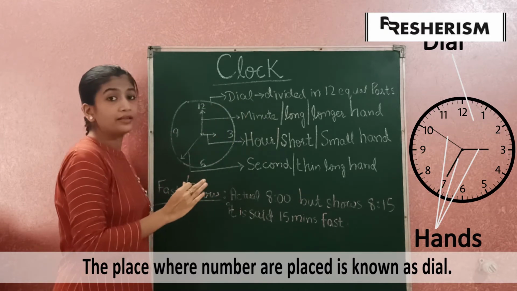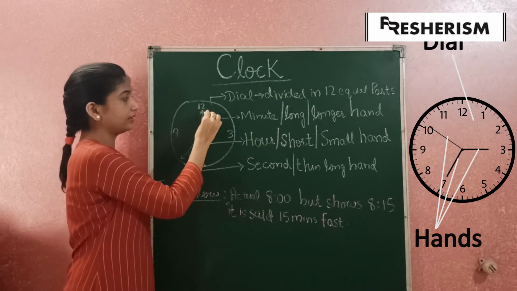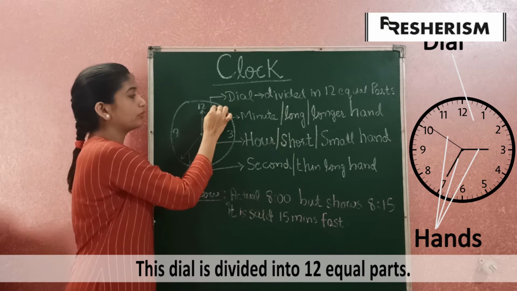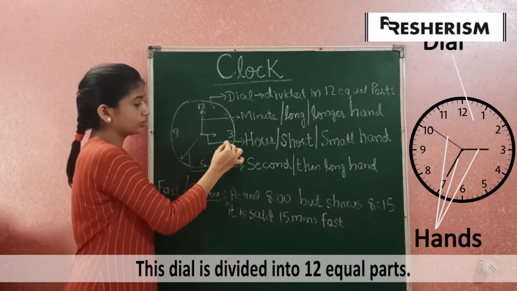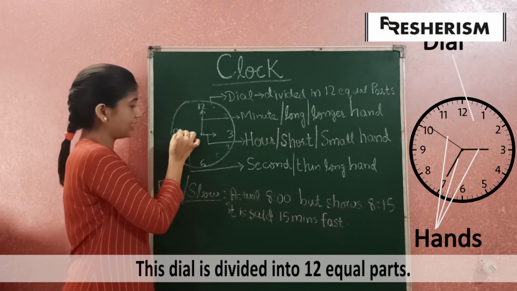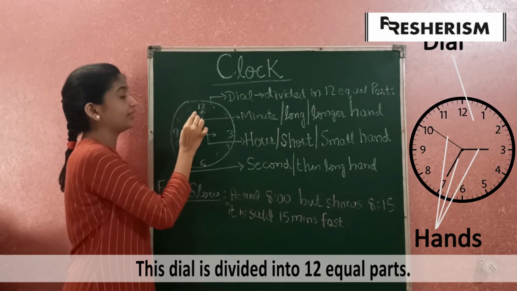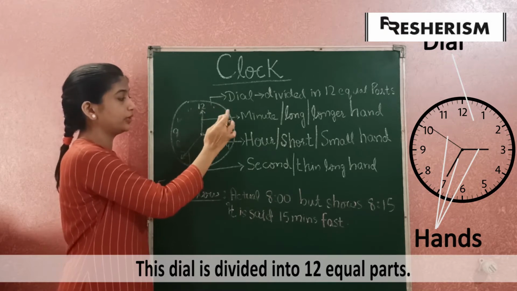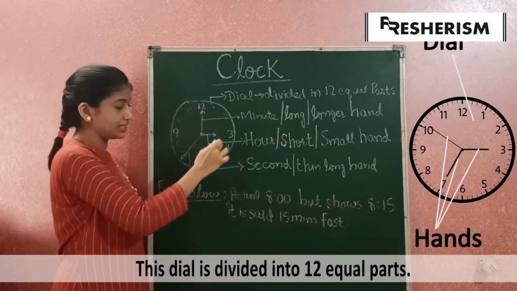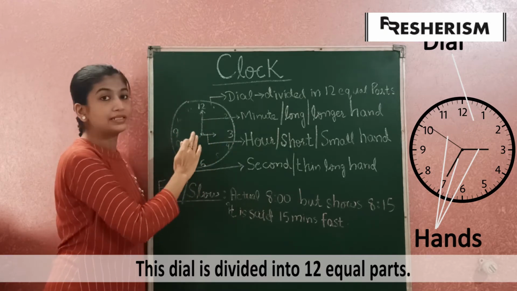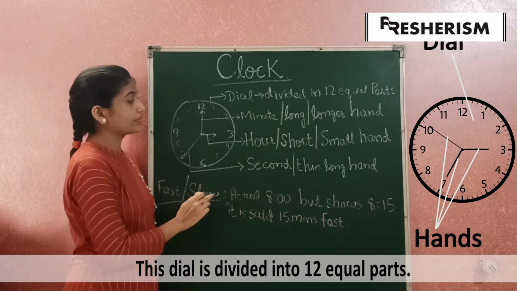This dial is divided into 12 equal parts. Here I have just mentioned 12, 3, 6 and 9. Here there are 1, 2, 4, 5, 7, 8, 10 and 11. There is equal distance between 12 and 1, 1 and 2, 2 and 3, and between each of the numbers there is an equal difference. So therefore the entire dial is divided into 12 equal parts.